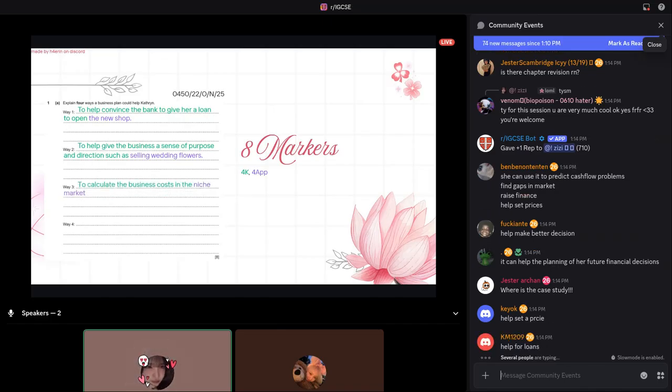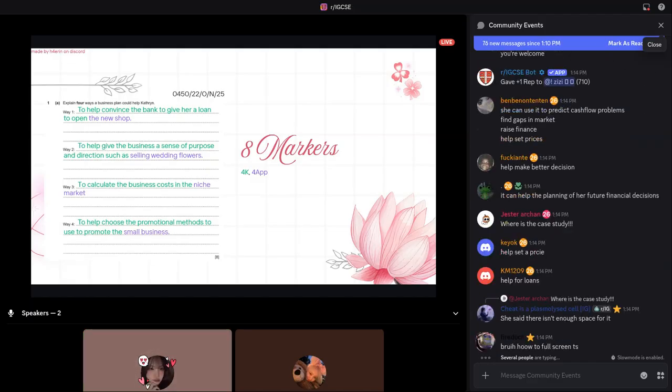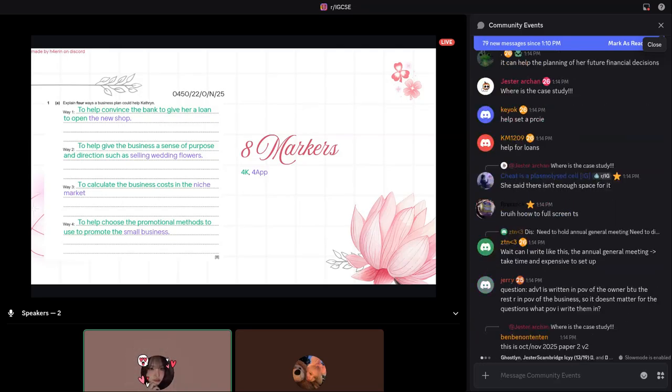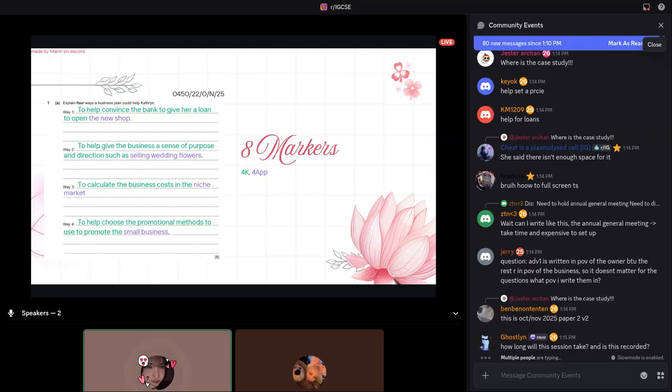Next, to calculate the business costs in the niche market. And to help choose the promotional methods to use to promote the small business. As I said before, there was not enough space to put the case study. I'm very sorry. I already marked the application purple so you know which one is the application.